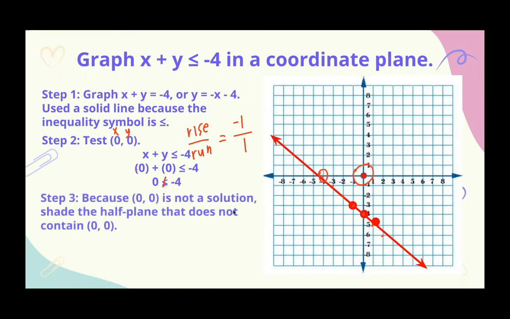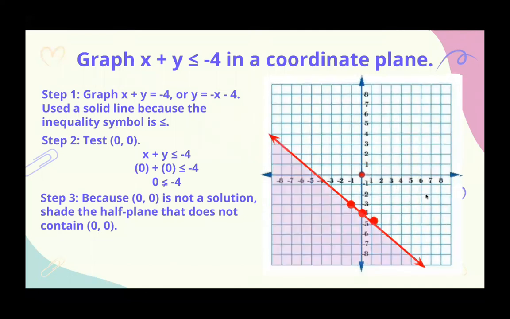So because 0, 0 is not a solution, you're going to shade the half plane that does not contain 0, 0. So in this case, this area that is below the line right here. So if you were to do that, this is how your graph would look.